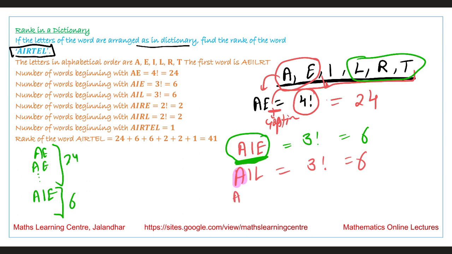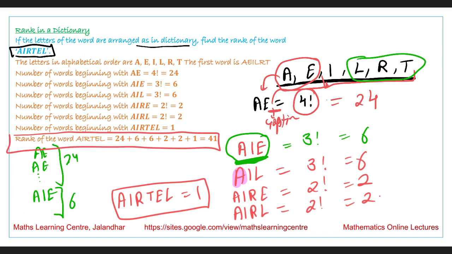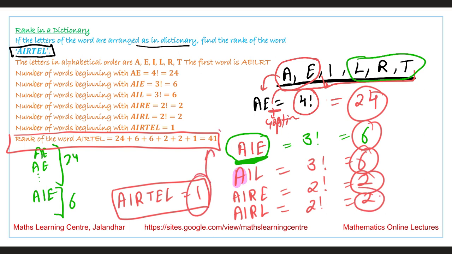Then we are talking about A, I, R, E. There will be 2 factorial, that is equal to 2 words. Then we have A, I, R, L. There will be 2 factorial, that is 2 words. Then we have the word A, I, R, T, E, L, that is equal to 1 word. So the rank of this word will be the sum of all these values, that is 24 plus 6 plus 6 plus 2 plus 1. So the rank of this will be 41.